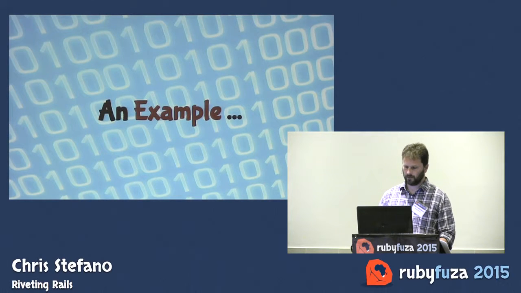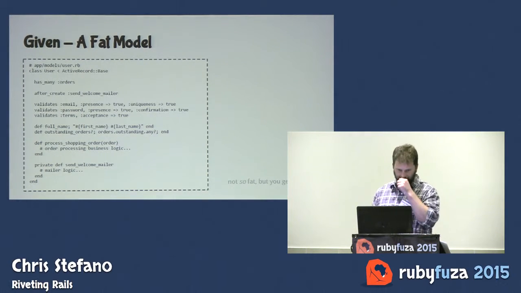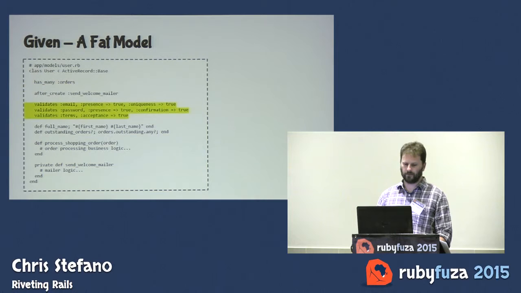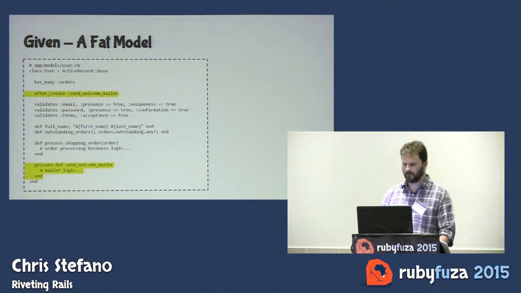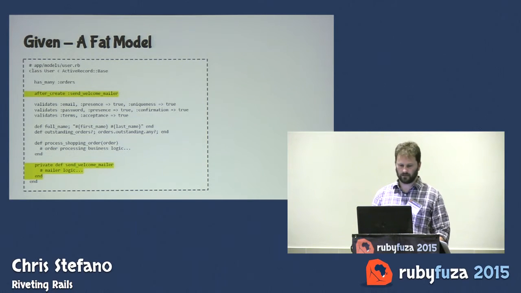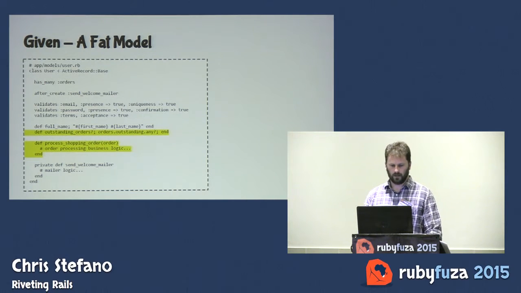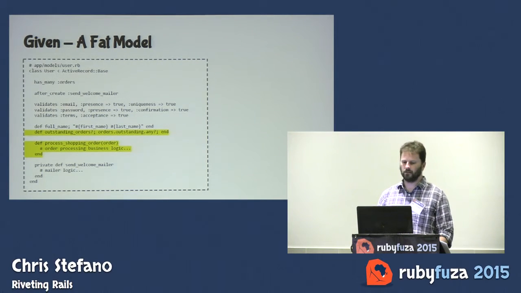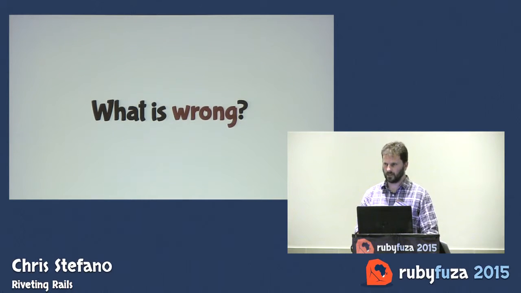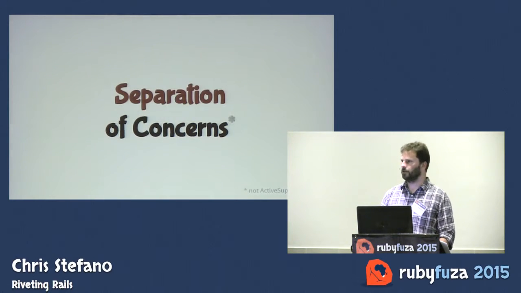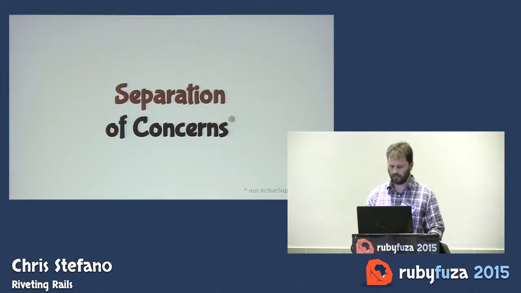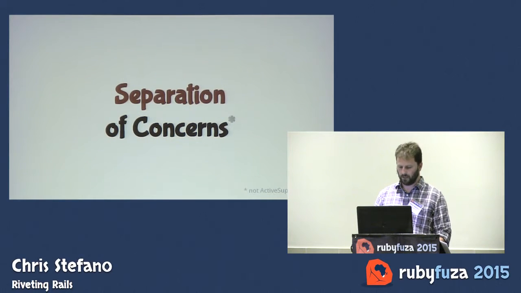And so I've created a little example. So I have this fat model, the user model, a little bit contrived. It has some order relationship, has some validations, it has some welcome email logic with an after create. It has some what seems to be display logic in there, and also some order processing logic. So we've got a whole lot of things, many concepts all mixed up together. So what is wrong with this? And quite simply, it's actually a separation of concerns problem. My model has got too much knowledge about my domain. It's doing too many things.